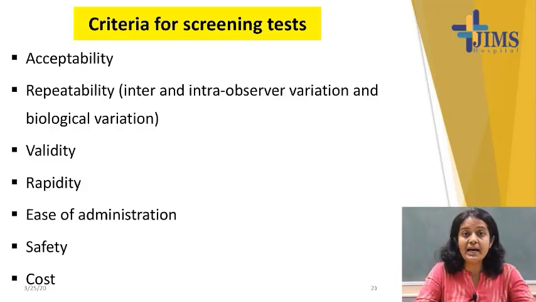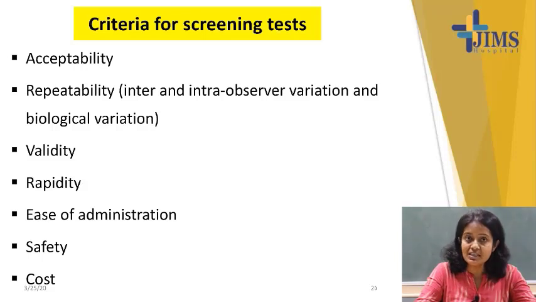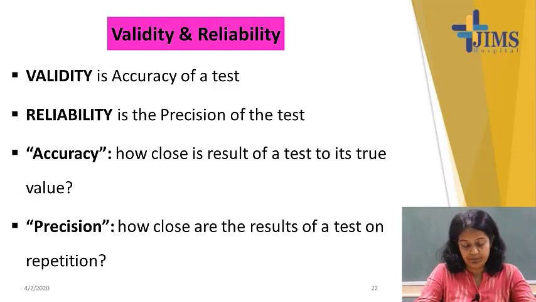Another thing is biological variation. You all have heard of diurnal variation. Some parameters inside the human body, like serum cortisol level, like your blood pressure, show some diurnal variation. A measurement taken in the morning differs from that at evening time. Validity, we will discuss in detail. Rapidity, ease of administration: it should be easy to administer, it should be safe, and of course cost effective.